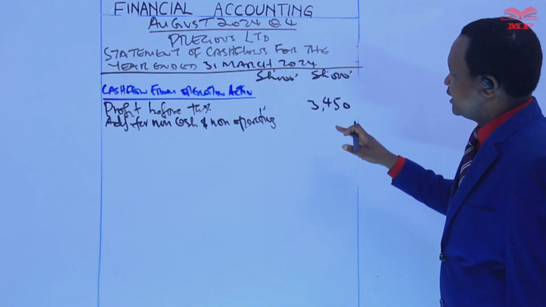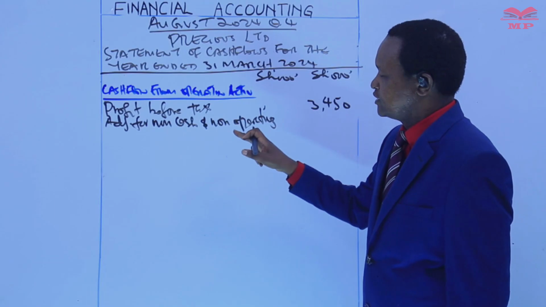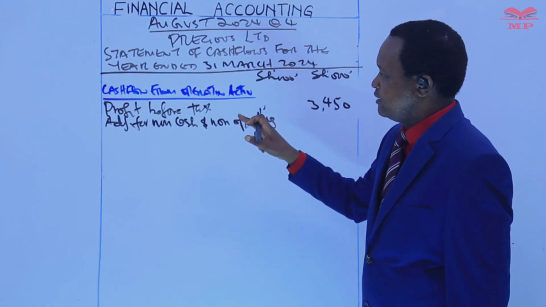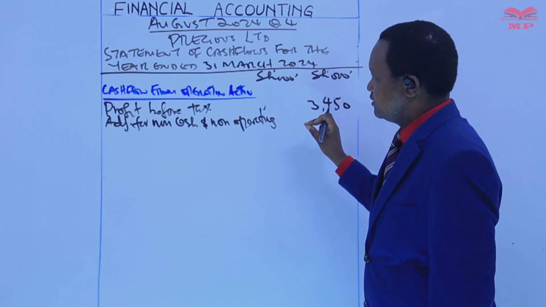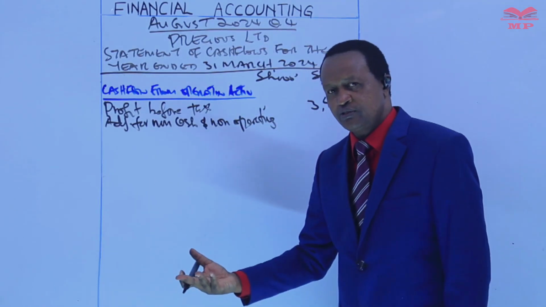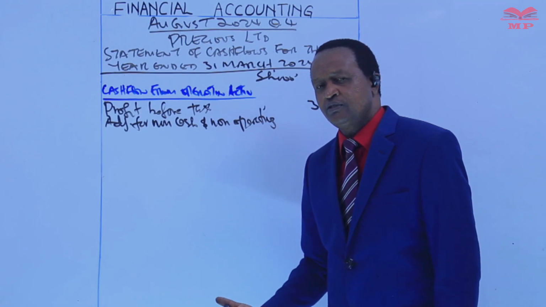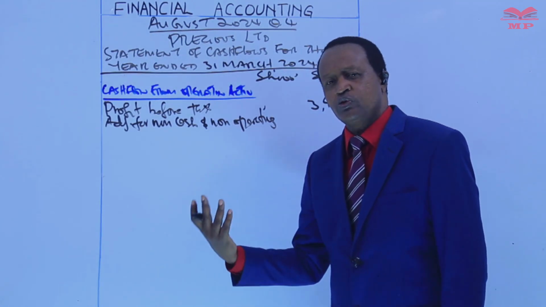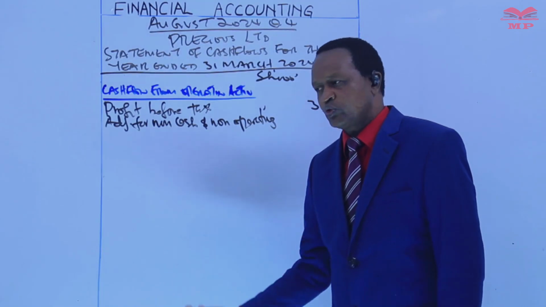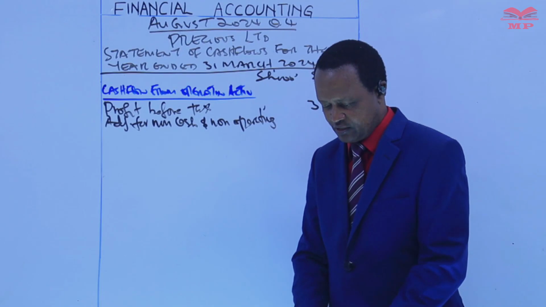The reason why we begin with the profit before tax: profit before tax represents the amount of money that the entity generated from operations. How do you arrive at profit? You take the sales, deduct cost of sales, and you get the gross profit. That's what we have here in the information.